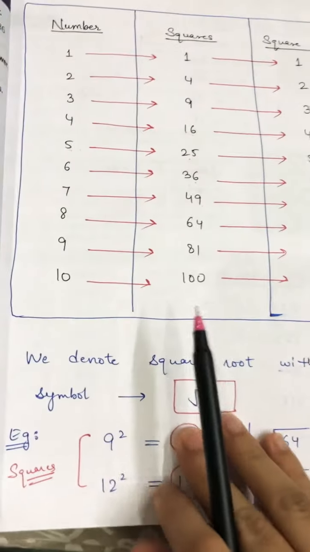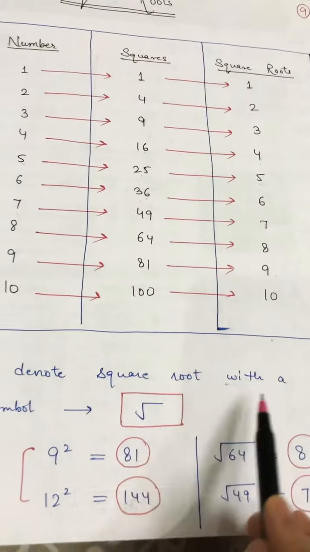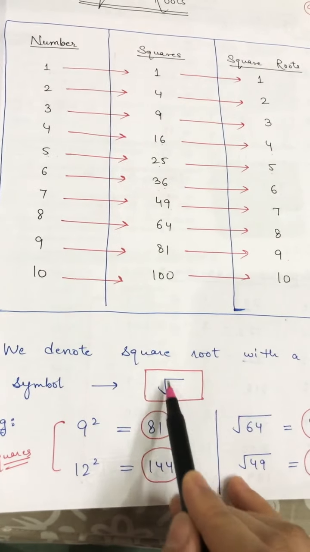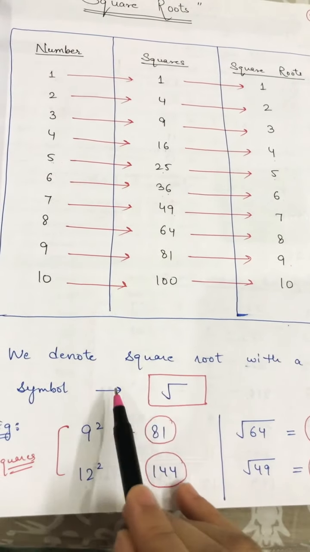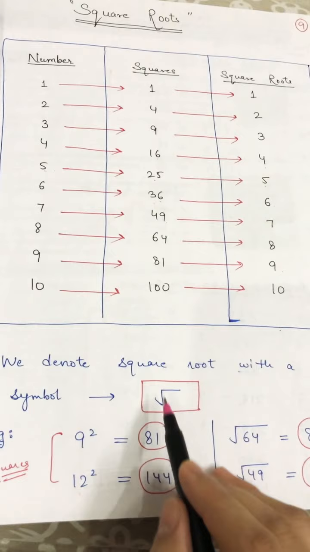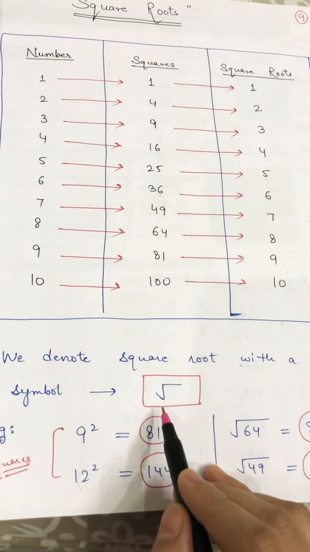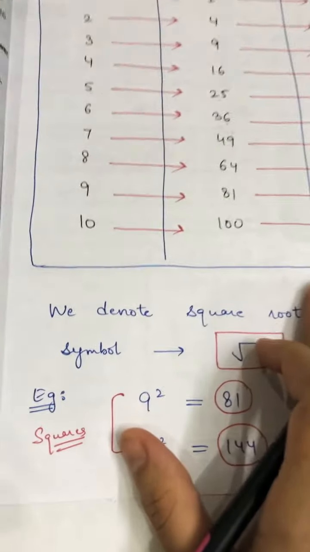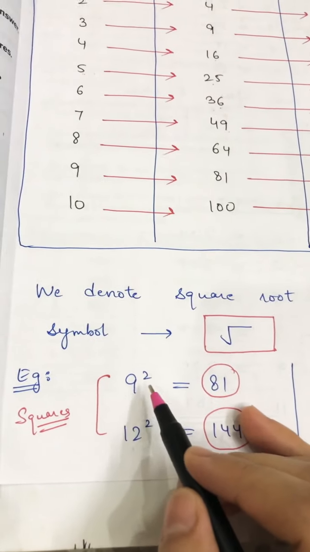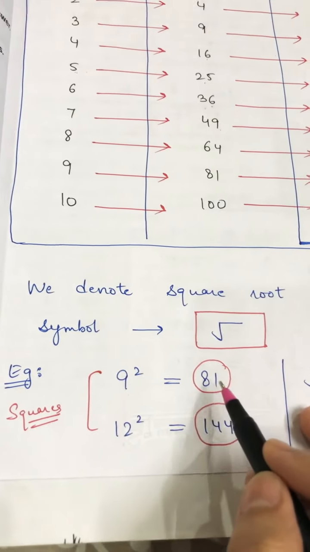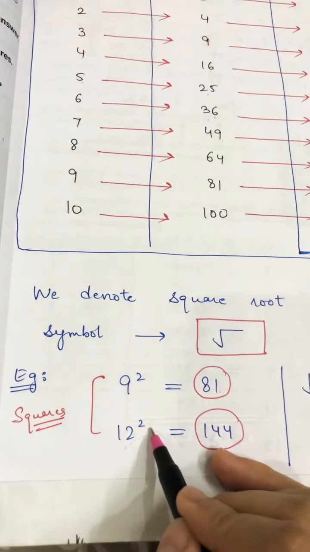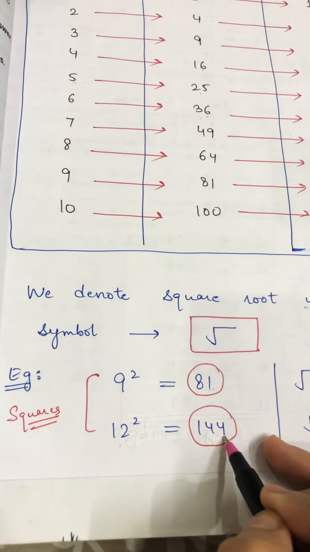Okay, we denote square root with this symbol. This symbol will take out a square root. When we take out a square root, we use the symbol of square root. Okay, I have written an example here. If I ask you to take out 9 square, 9 square will be 81. Take out 12 square, 12 square will be 144.